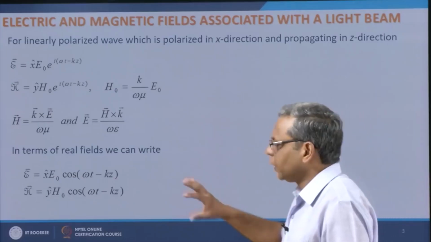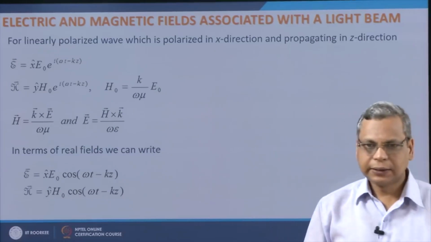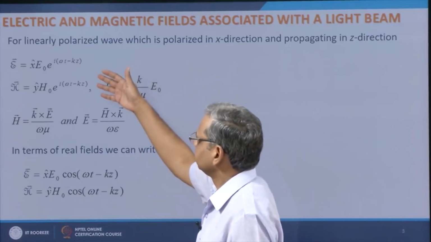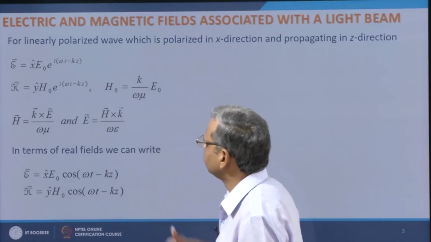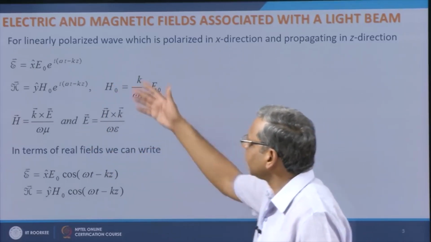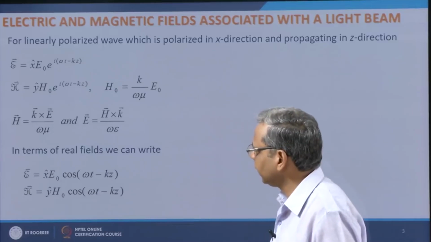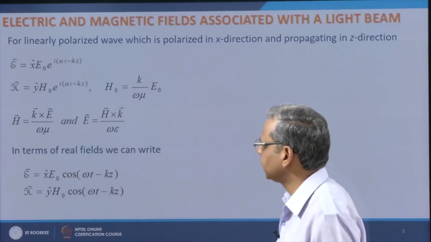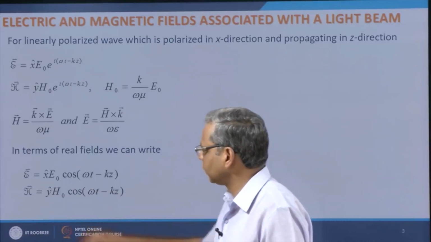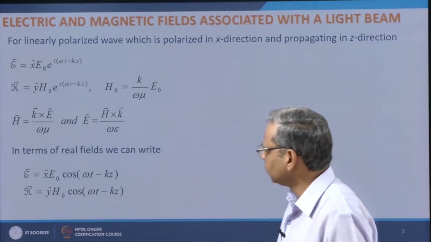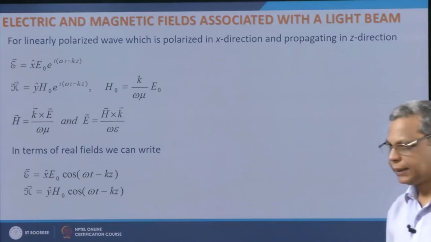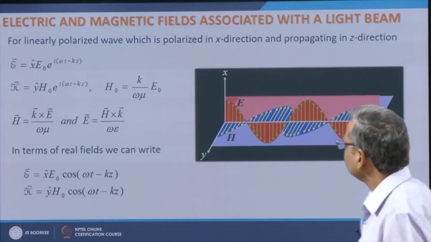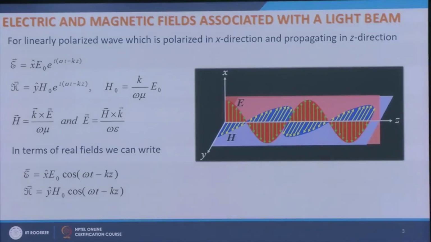When we work out some real quantities, then instead of using phasor notation, it is useful to use the real part of these, and then I can write E as x cap E0 cosine(omega t minus kz), and H is equal to y cap H0 cosine(omega t minus kz). When I plot them, they look like this.